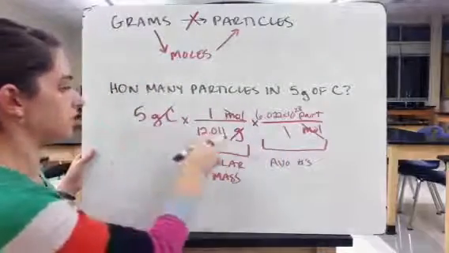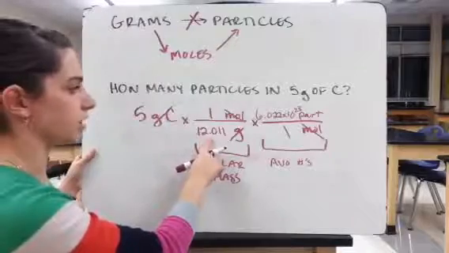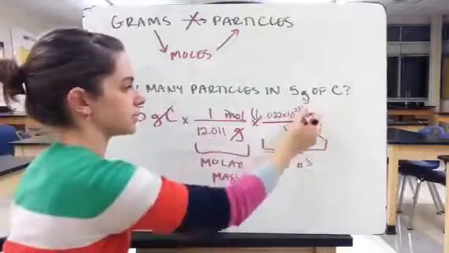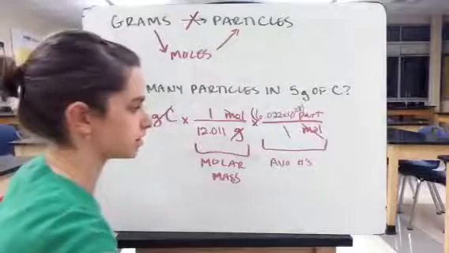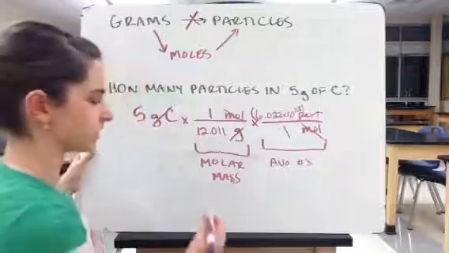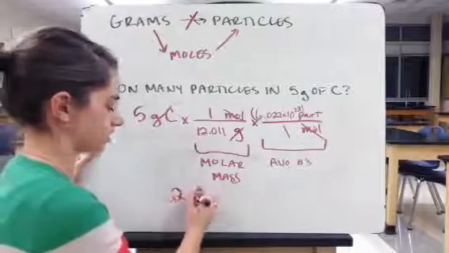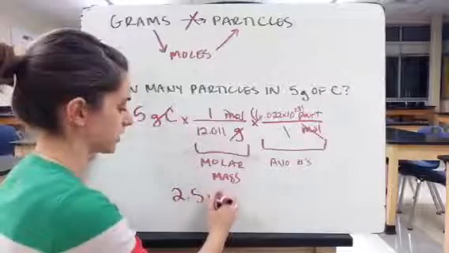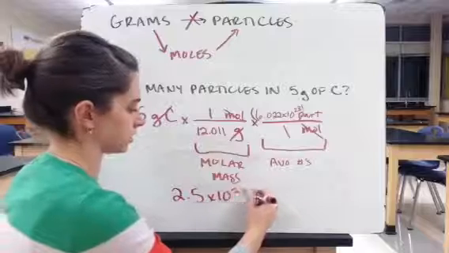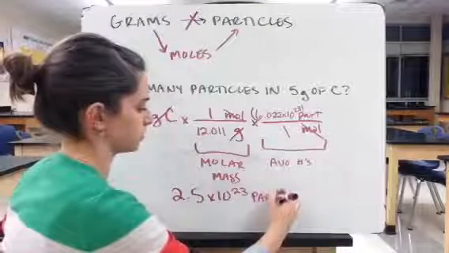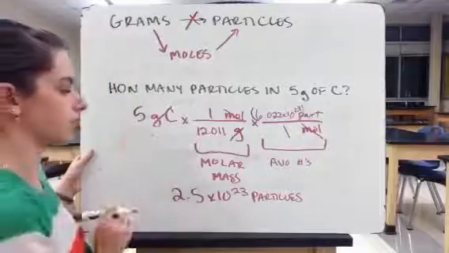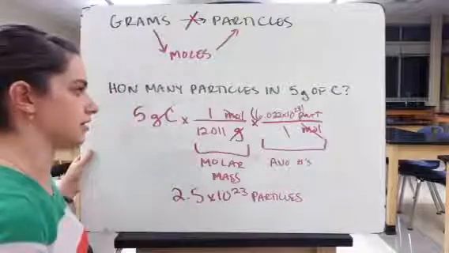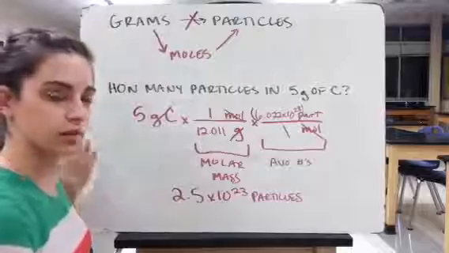So I have 5 divided by 12.011 times, make sure you put parentheses when you plug it into your calculator, 6.022 times 10 to the 23rd, which I can't remember off the top of my head, but my cheat sheet says 2.5 times 10 to the 23rd particles. So in 5 grams of carbon, we have 2.5 times 10 to the 23rd particles, or carbon atoms.